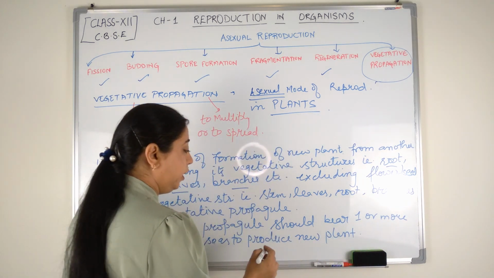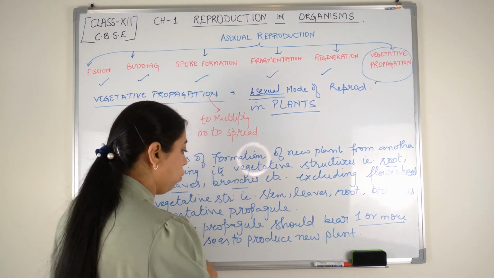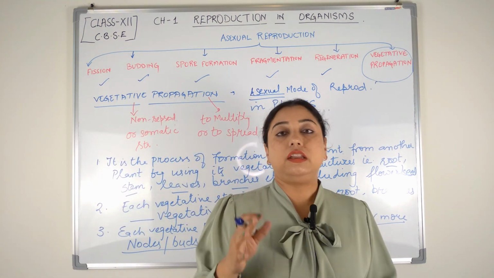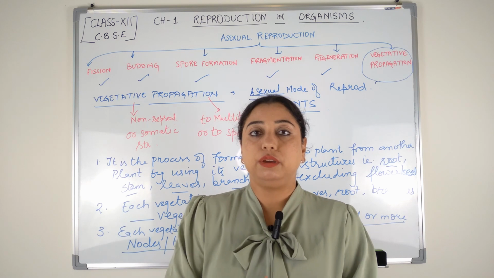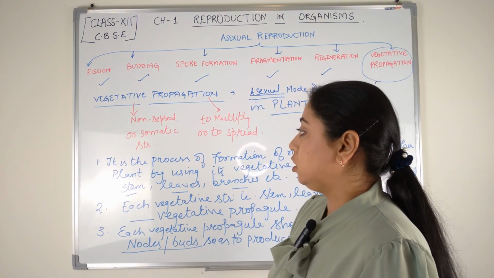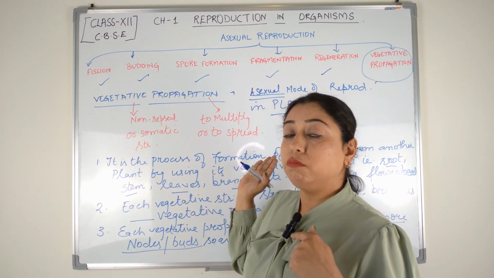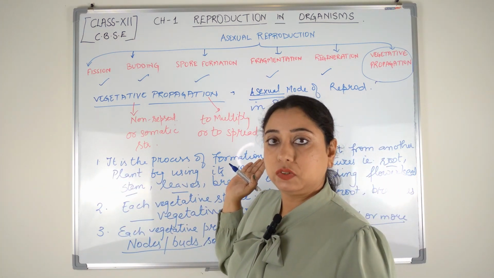So this condition is mandatory: to have one or more nodes or buds. It is a must in every vegetative propagule, right? So these are some of the features of vegetative propagation. It is a process of formation of a new plant from the parent plant by using their vegetative structure.